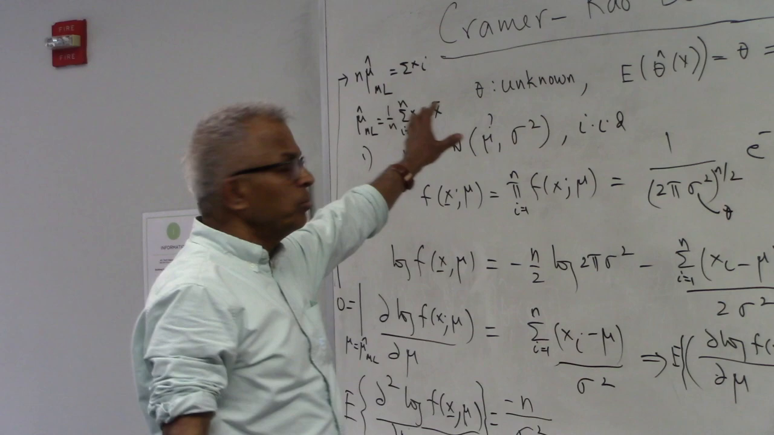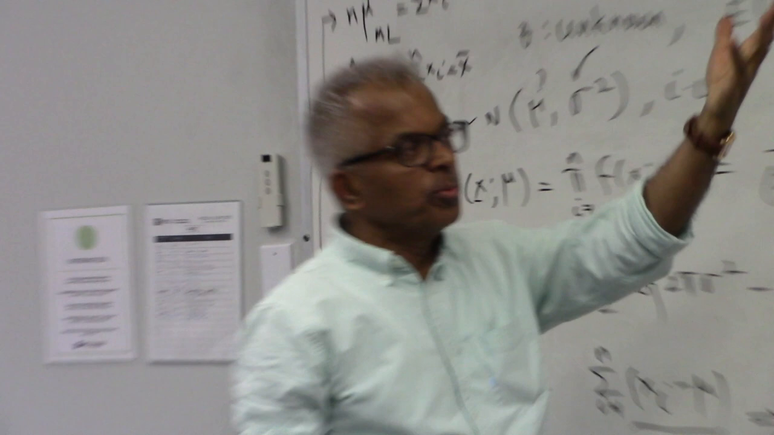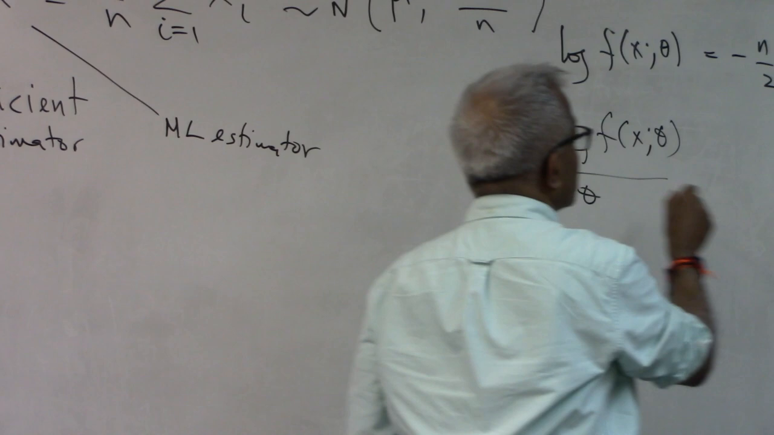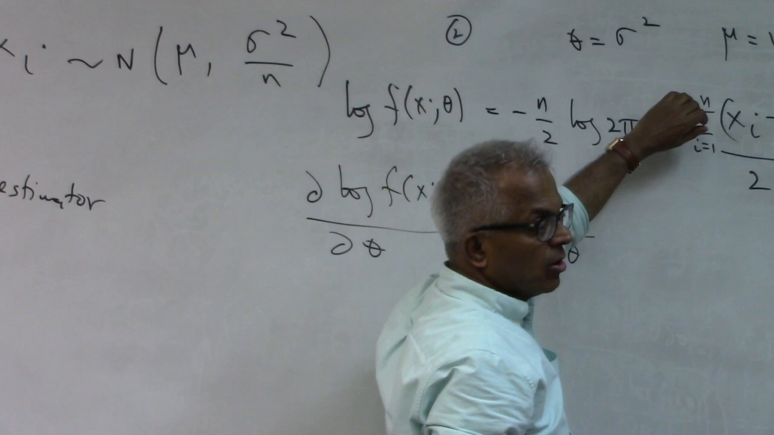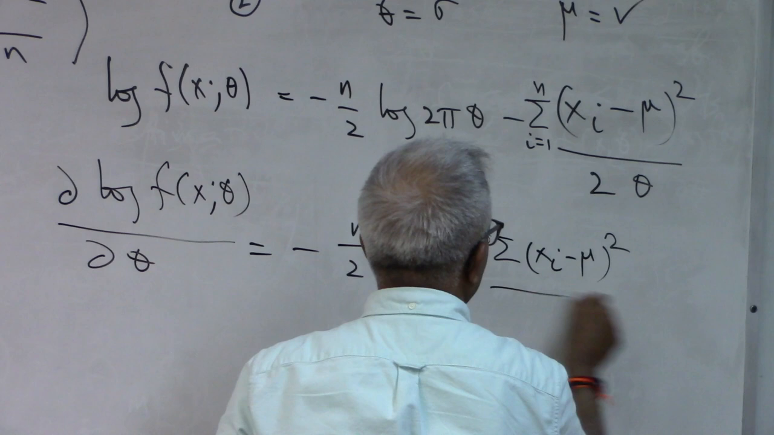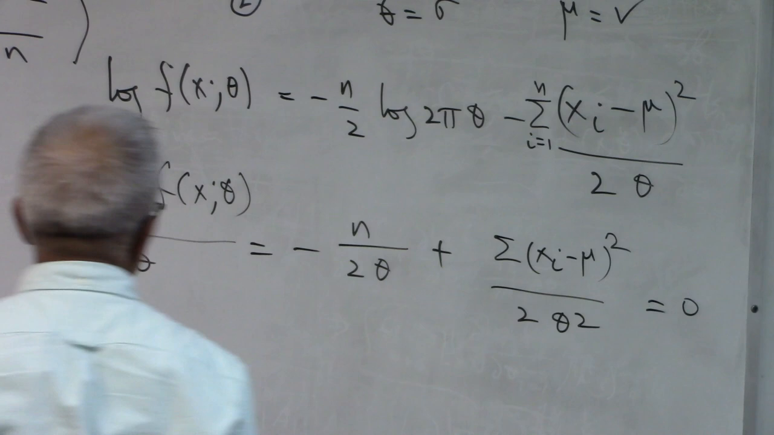In the first case, I assumed sigma squared to be known, because it was everywhere. Now I am assuming the other way: mu is known, sigma squared is unknown. So we should take the derivative with respect to the unknown. There is a summation, right? If you do the derivative, this is going to be minus n by 2 theta, from the log 2 pi plus log theta term, plus the summation term. The (x_i minus mu) squared is just a constant, and the derivative of 1 over theta is minus 1 over theta squared. So this is equal to 0.